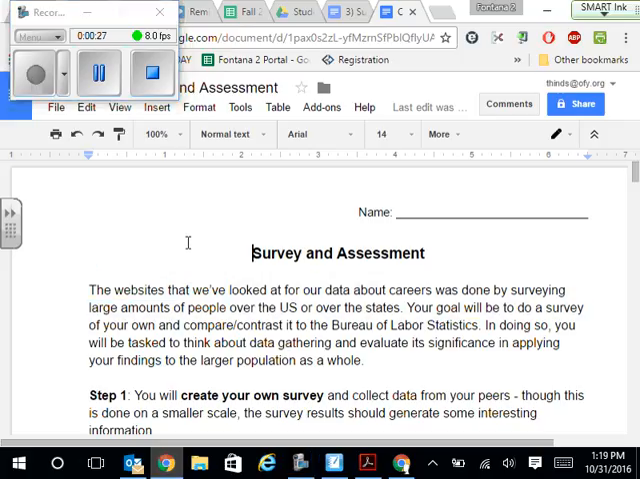We got that part done by what we did last time of your own and add and compare and contrast. That's the big deal. Now that we have a survey, can we compare what we did with what the United States did in total? In doing so, you will be tasked to think about data gathering and evaluate its significance. In other words, the idea is that you will think about the process of, hey, how do we gather information? This topic of statistics is being used in that. And applying your findings to the larger population as a whole.